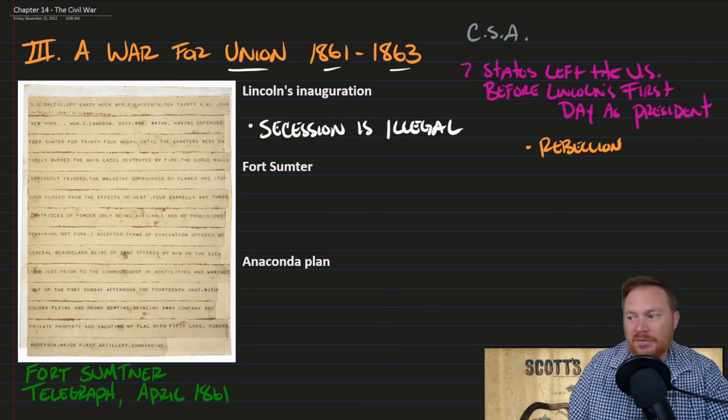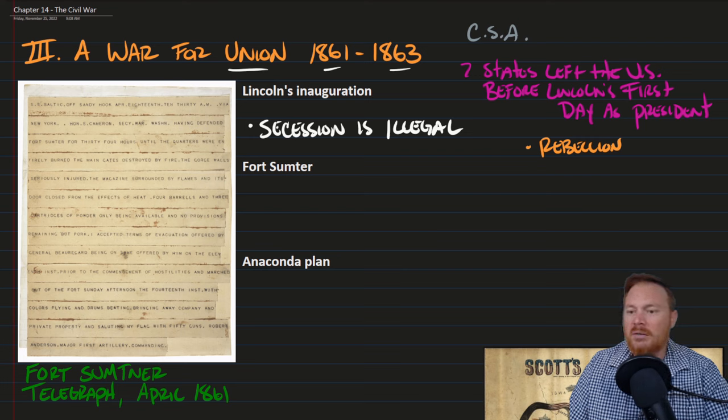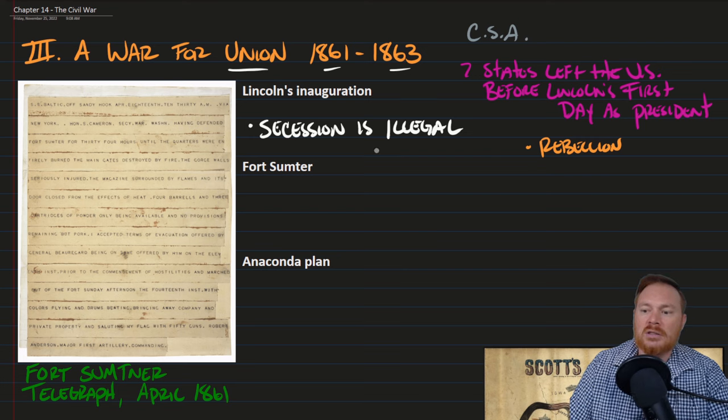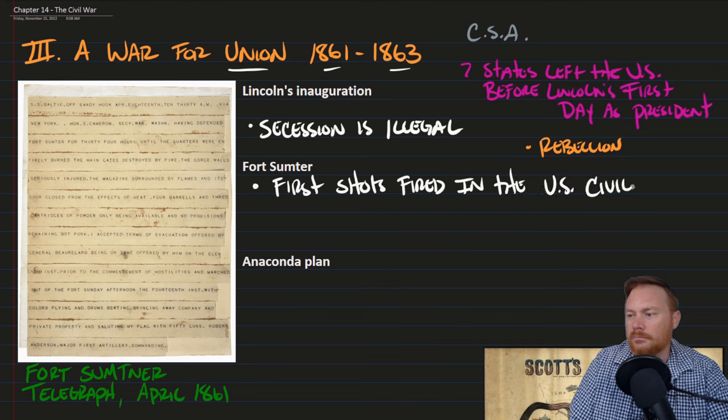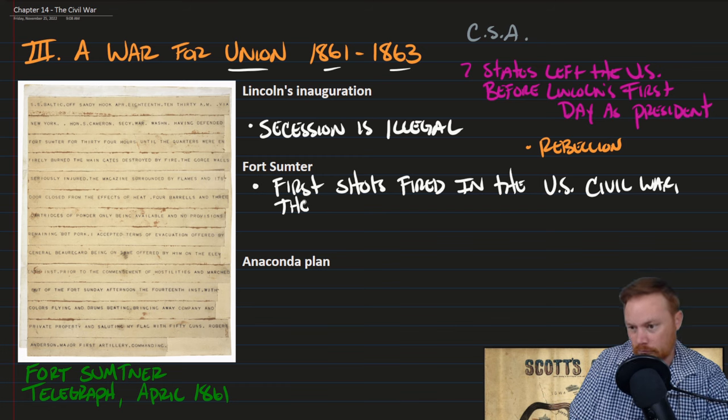Now, up until this point, things were pretty tense, but there hadn't been any outright violence. That was until the events at Fort Sumter. And the events at Fort Sumter, these are considered to be the first shots fired in the U.S. Civil War. Or maybe a simpler way of putting it is this was the start of the Civil War.